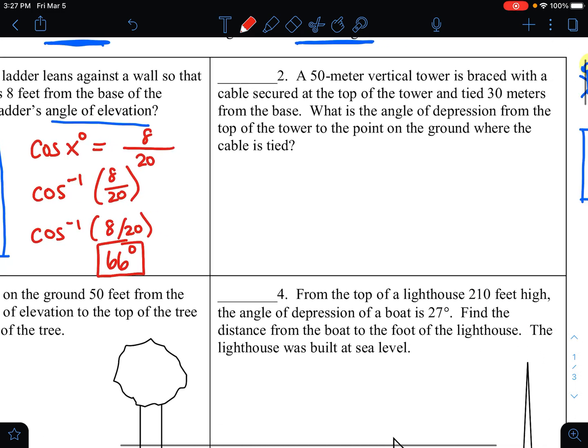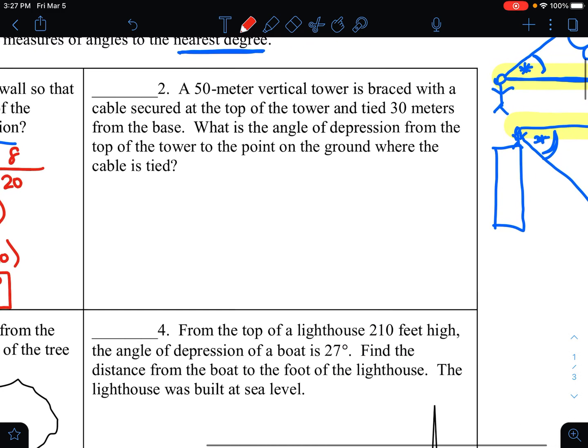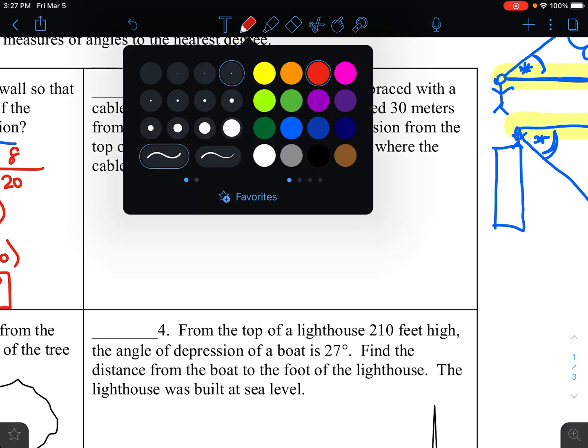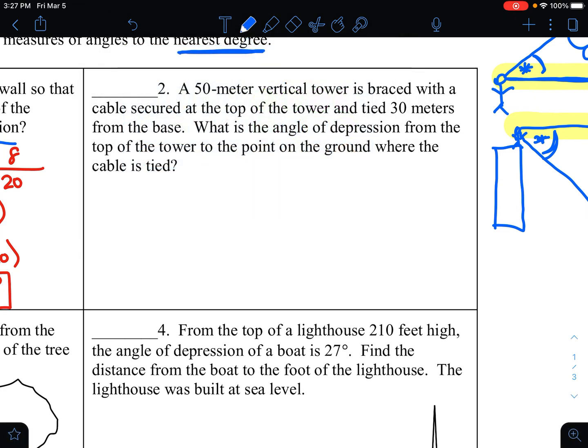Okay, let's look at number 2. Number 2 says, let me get a different color here. A 50-meter vertical tower is braced with a cable secured at the top of the tower and tied 30 meters from the base. What is the angle of depression from the top of the tower to the point on the ground where the cable is tied?